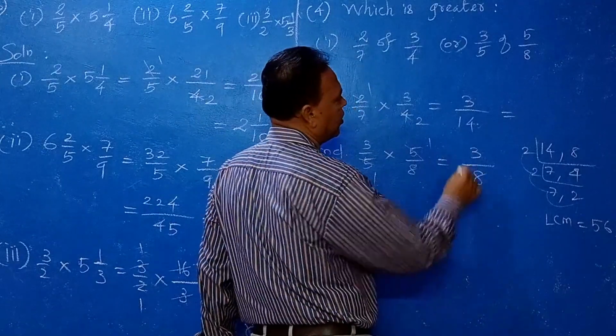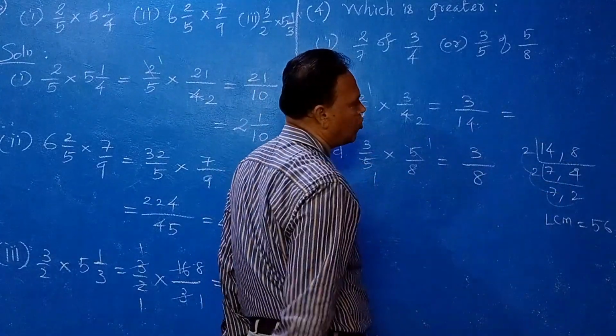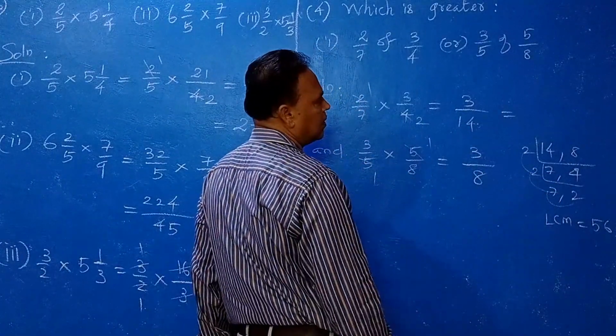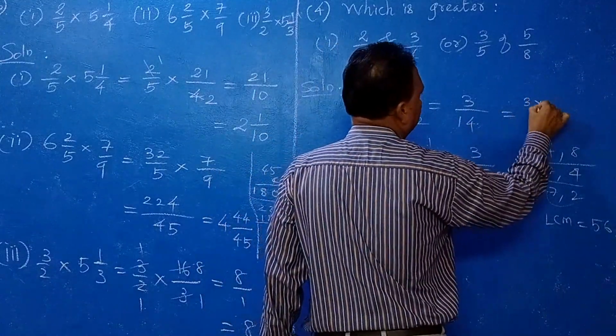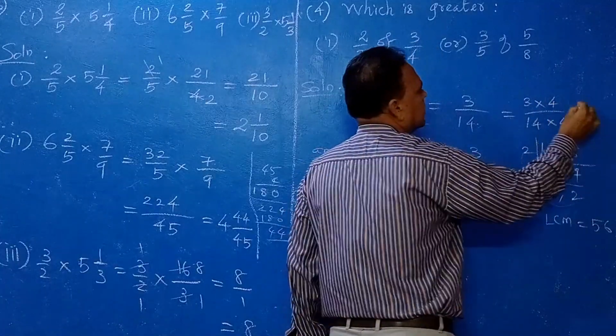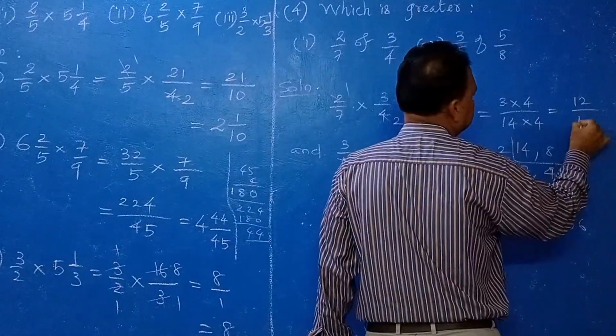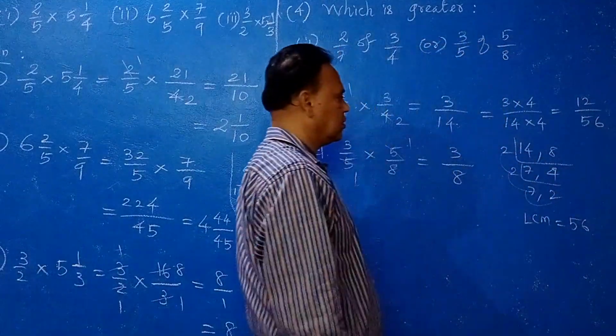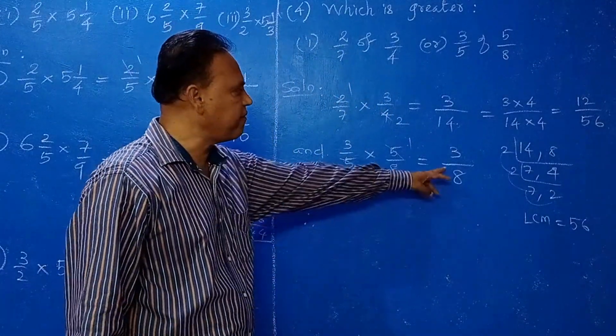First you write 3 by 14. To make 56, how much do you have to multiply? 4 times. So 3 into 4 by 14 into 4. So how much here? 12 by 56. Okay, 12 by 56. Same way here, 8 is there.